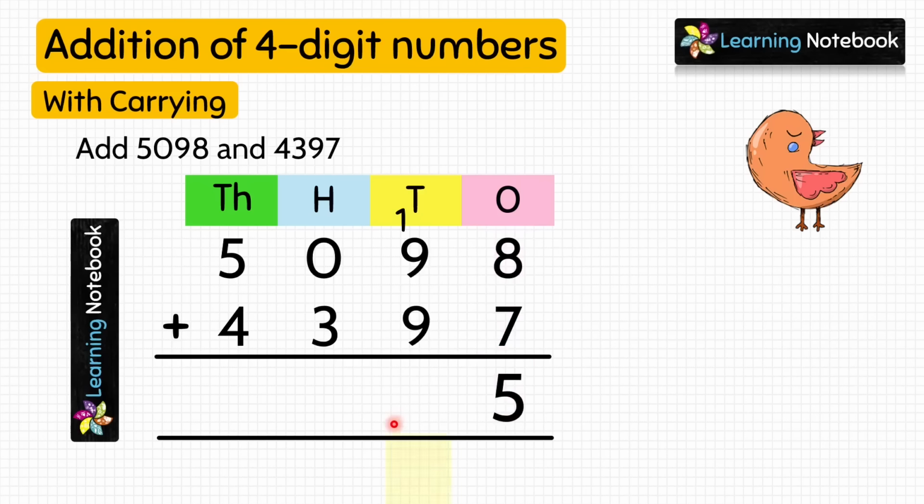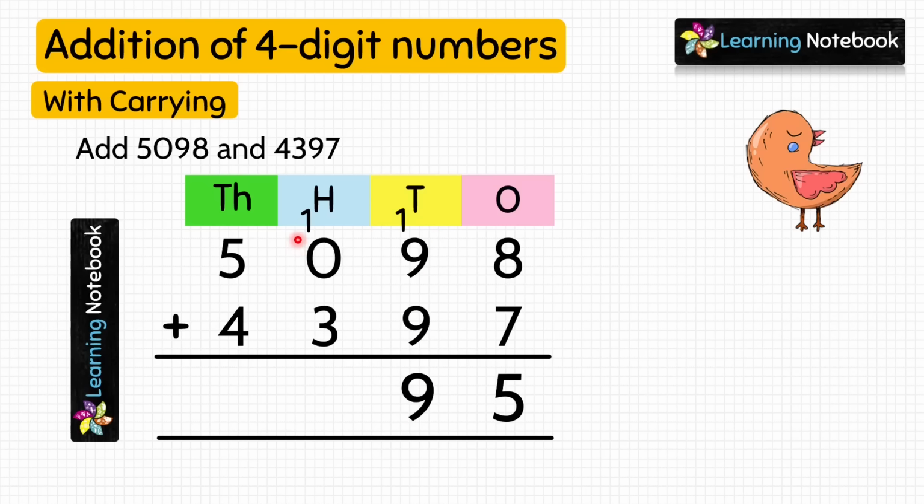Next, let's add the digits at tens place. So first, let's do 9 plus 9 because it is easy to add same numbers. So 9 plus 9 equals to 18 and 18 plus 1 carry equals to 19. Now students, you can also solve this as 9 plus 1 equals to 10 and 10 plus 9 equals to 19. You can do it either ways. Now 19 is a 2-digit number. So let's carry 1 to the hundreds place and write 9 in the answer.